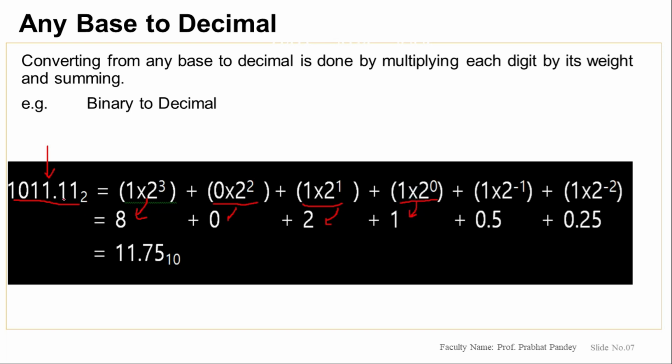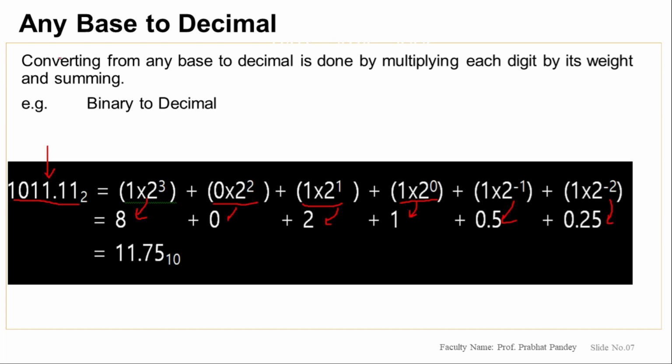For the fractional part, what will happen? It will become 1 by 2, so we write 1 into 2 to the power minus 1. And the next bit will become 1 into 2 to the power minus 2. So this equals 0.25 and this equals 0.5. We need to sum all these bits. It is equal to 11.75 in decimal.